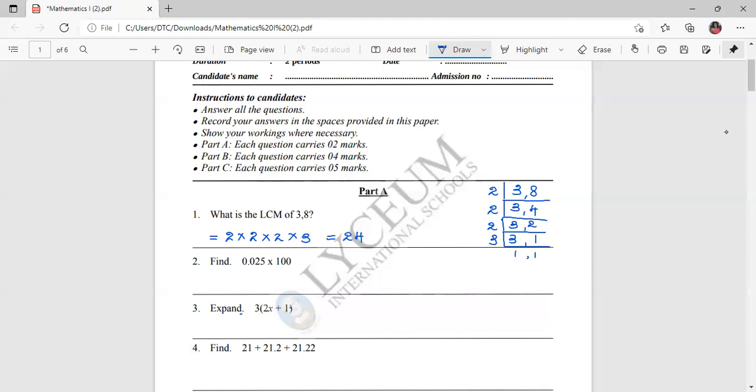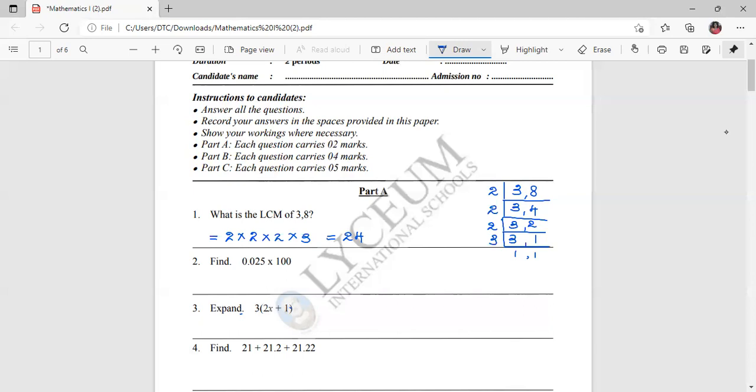So what you can do, if you have not done the paper at this moment, don't worry. Pause the video, take a break, and do the paper by yourself first of all. It's better. Otherwise you are just watching the video and getting the answers.